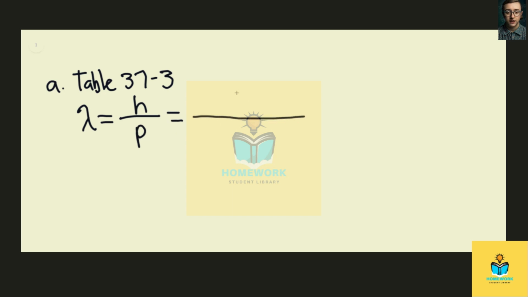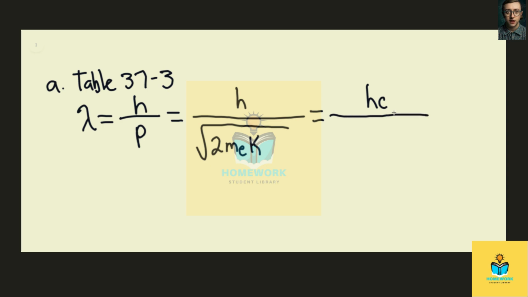This would be equal to h over the square root of 2 times the mass of the electron times the kinetic energy. This would be equal to hc, Planck's constant multiplied by the speed of light, divided by the square root of 2 times m sub e c squared times K. So we're essentially multiplying this by c over c. We're allowed to do that because that essentially just equals 1.